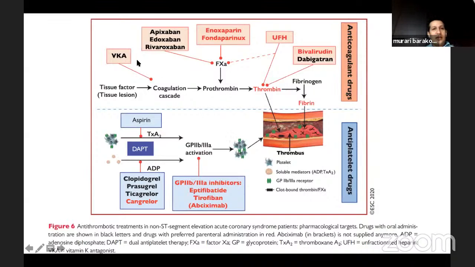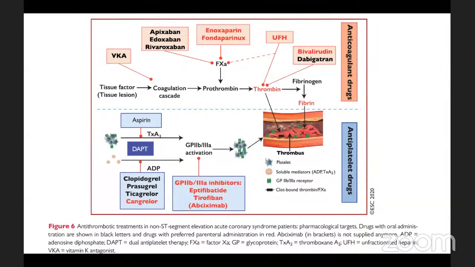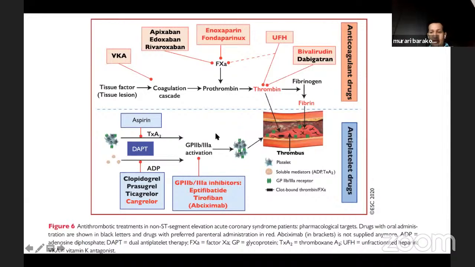And there are anticoagulants, either vitamin K antagonists or the newer ones, which we know as NOACs, and they are available in the Maldives as well. So you need to know them. Mostly rivaroxaban is currently available, but we have dabigatran, apixaban, and edoxaban that are FDA and CE marked. The red ones are available only in parenteral form.